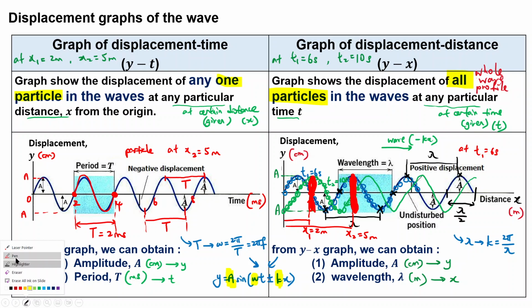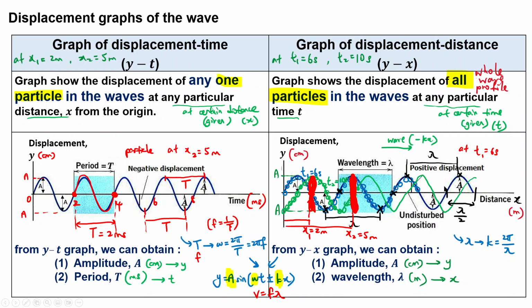Which is V, use red color. V equals F lambda. Because frequency is 1 over period, right or not? Frequency is 1 over period, so we can get the frequency. We can get both period and frequency from this graph.